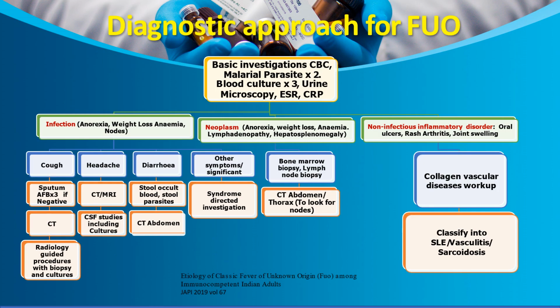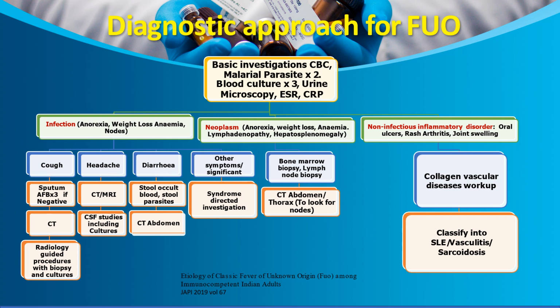What is the diagnostic approach for pyrexia of unknown origin or fever of unknown origin? Basic investigations include CBC, malaria parasites, blood culture, microscopy, ESR, and CRP. Then in infections, with anorexia, weight loss, anemia, nodes, or symptoms like cough, we have sputum, and if it is negative, then CT and radiologic procedures. If there is headache, then do CT or MRI; CSF studies including cultures are required. If it is diarrhea, then stool occult blood, stool parasite, and CT abdomen.